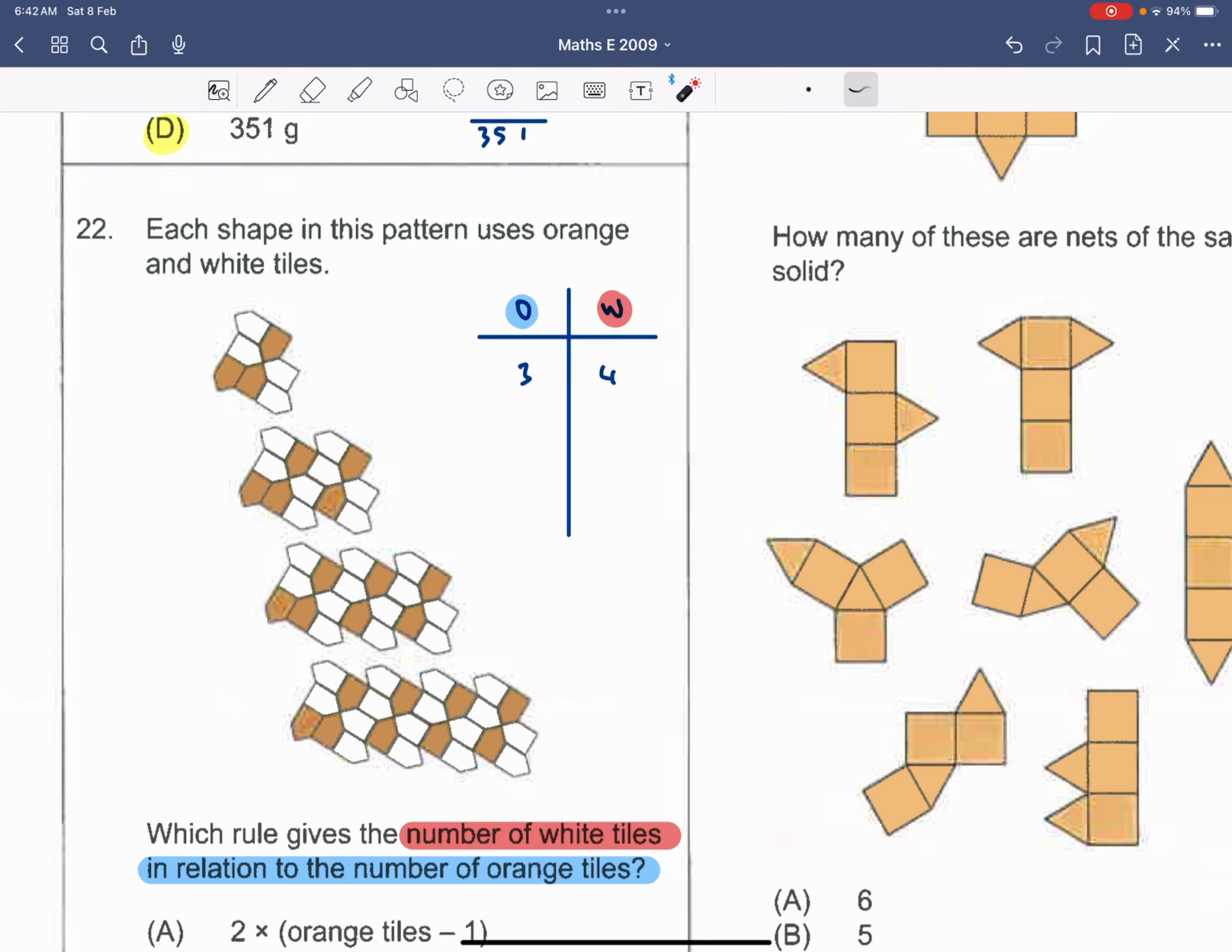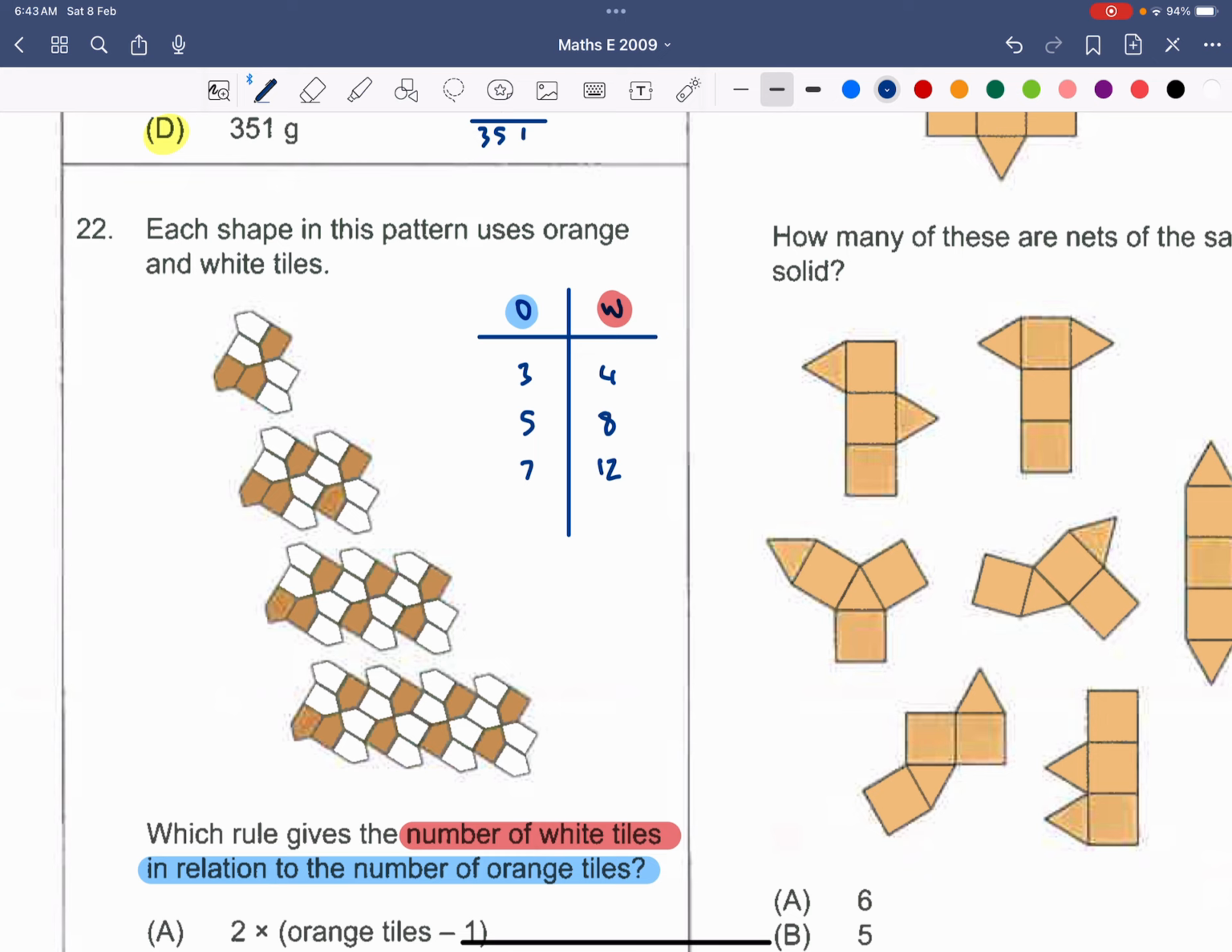All right, what about here? There's 8 white tiles, and then you can see there's 5 orange tiles. All right, what about the next one? There are 7 orange tiles. And how many are white? 1, 2, 3, 4, 5, 6, 7, 8, 9, 10, 11, 12.